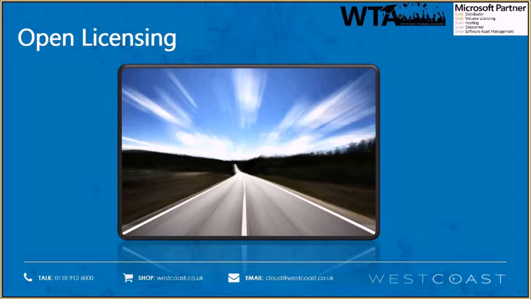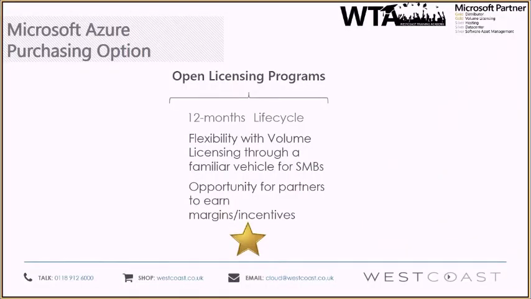So, open licensing, when everyone thinks of open licensing in general, some people think of Office 365, EM&S, and there's lots of 12 months on the SKUs. With Azure, it's a bit different. With Azure, you purchase, this is only in open licensing now. Okay? In open licensing, what you do is you purchase Azure credits. Okay? You purchase them through Westcoast. It's like a credit as if you were topping up a mobile phone a long time ago.